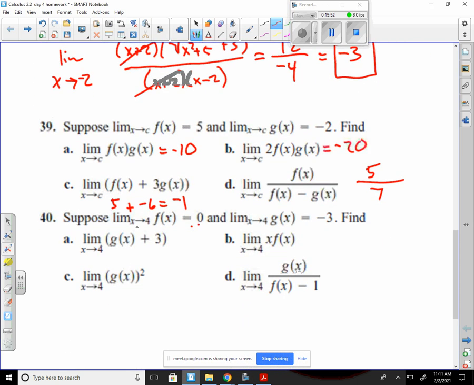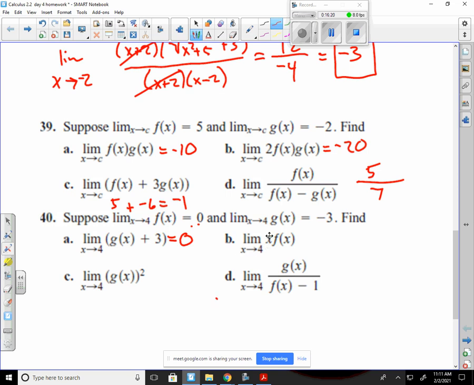Number 40, limit as x approaches 4 of f of x equals 0, and the limit as x approaches 4 of g of x equals negative 3. As long as these limits are all approaching 4, we know that we're just plugging those numbers in. Since they all approach 4, we're just plugging in now. G of x plus 3, that's negative 3 plus 3, which is 0.